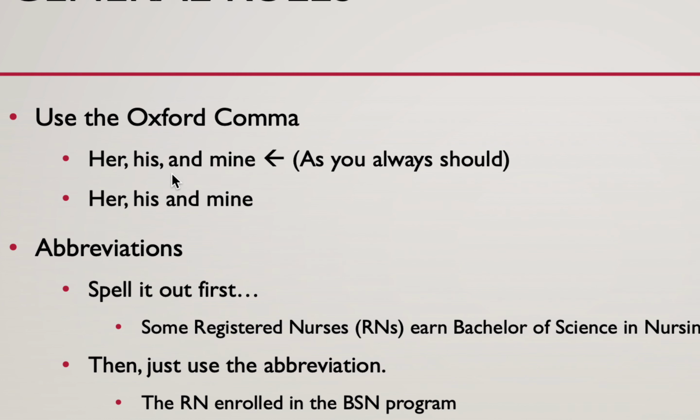Other styles of writing don't use the Oxford comma. They just use this, and they use her, his and mine. And you're expected to know that these are 3 separate people because you're supposed to. But in APA, we use the Oxford comma, which is the comma before and, which I think makes pretty clear that you're looking at 3 separate people.